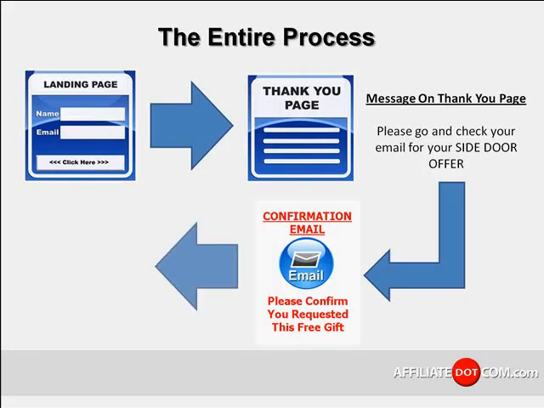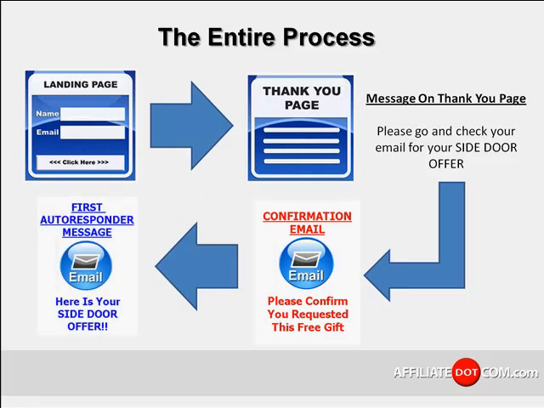As soon as they click on that link, another email will be sent immediately. This is the first proper email, if you like. This is the first proper message from yourself. And this message contains the link to your free side door offer. Now, I know we haven't yet gone through how to create this first message, or indeed how to make sure that the link to your side door offer is in that message. Don't worry, I'm going to be going through that in 2 videos' time.